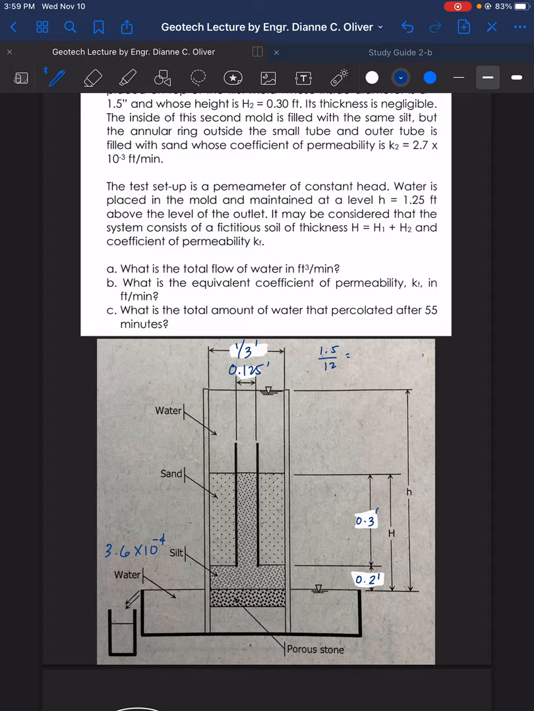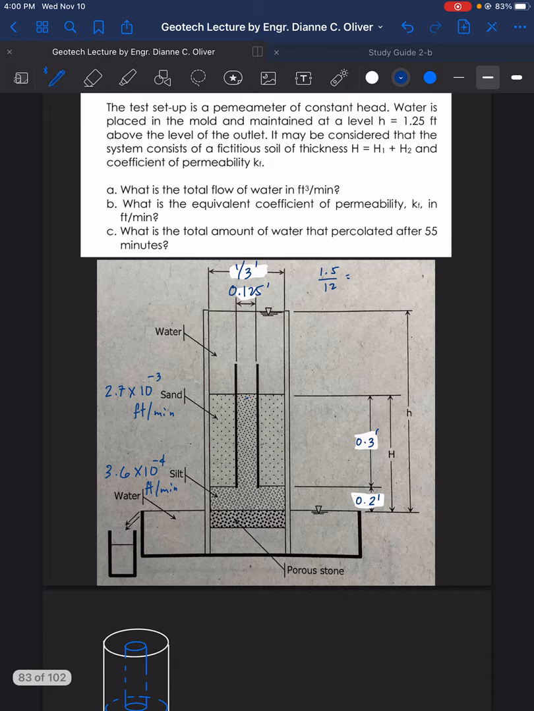Okay. And then the inside of the second mold is filled with silt. So this one now contains silt. But the annular ring between the small tube and the outer tube is filled with sand. So this outside is sand, whose coefficient of permeability is 2.7 times 10 raised to negative 3, in feet per minute.